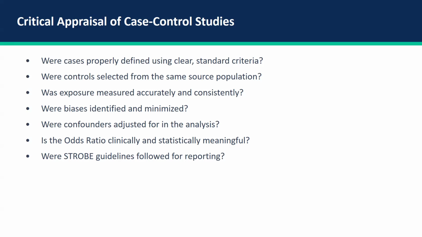Were controls selected from the same source of population? Was exposure measured accurately and consistently? Were biases identified and minimized? Were confounders adjusted for in the analysis? Is the odds ratio clinically and statistically meaningful? And were the STROBE guidelines followed for reporting?